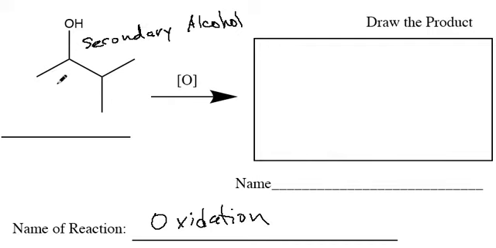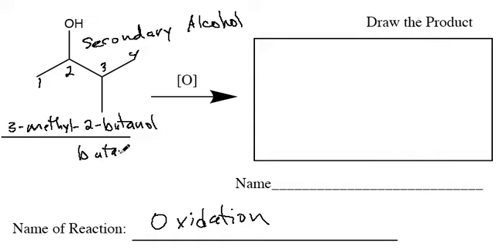We want the alcohol to have the lowest number possible, so this is 1, 2, 3, 4, and we would call this 3-methyl 2-butanol. Remember, the name butanol comes from butane. We drop the E, and because it's an alcohol, we add OL to make it butanol.